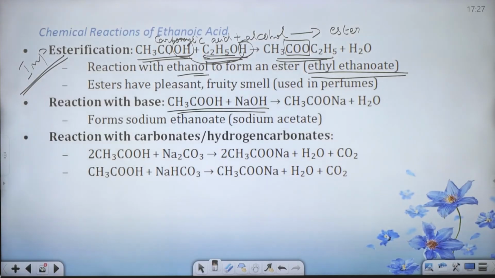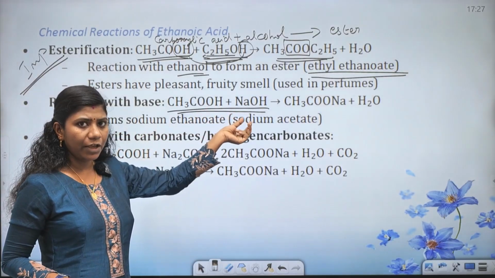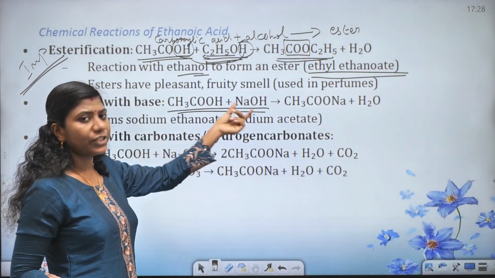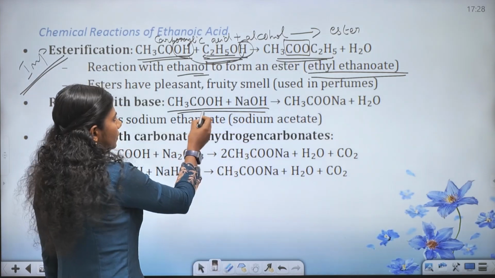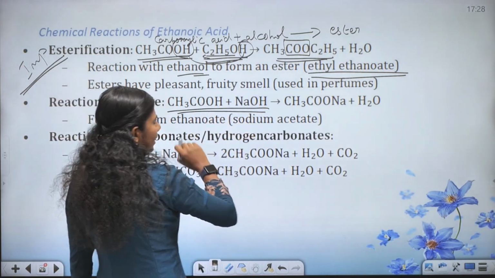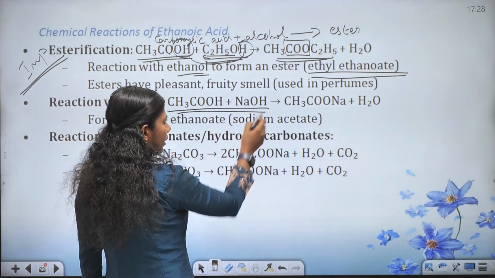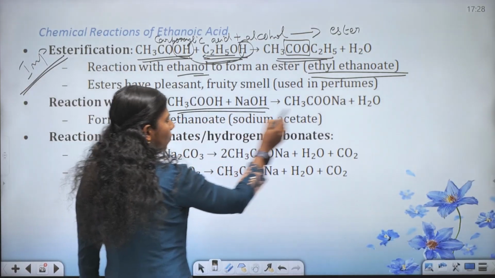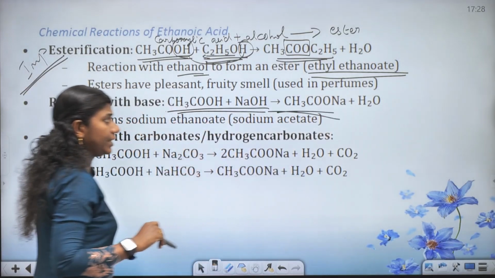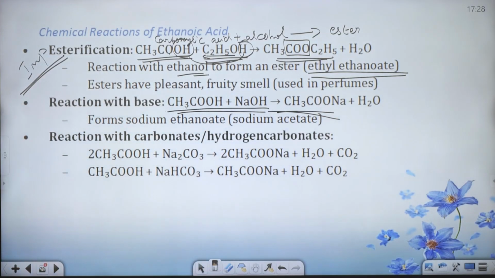Ethanoic acid reacts with a base like NaOH to form sodium acetate. Suppose ethanoic acid reacts with KOH solution, it forms potassium acetate. CH3COOH and NaOH react and eliminate a water molecule and form CH3COONa, sodium acetate.